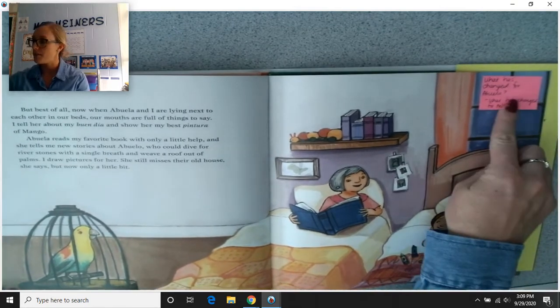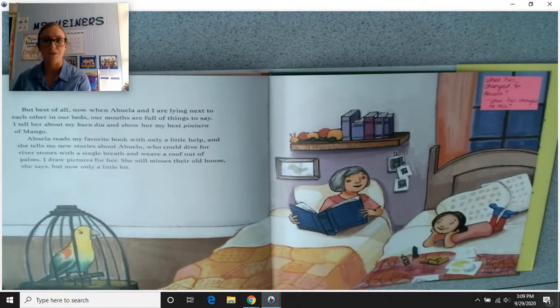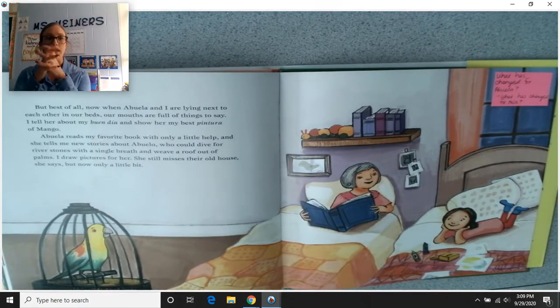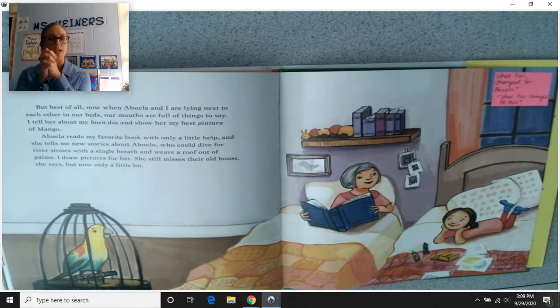All right, so let's look up here. So what has changed for Abuela? And what has changed for Mia? This is another good time to compare and contrast. What has changed for Mia that is similar to what has changed for Abuela? And what has changed for Mia that is different than what has changed for Abuela?